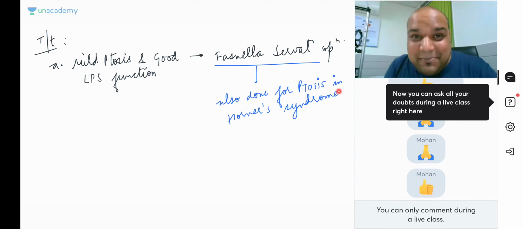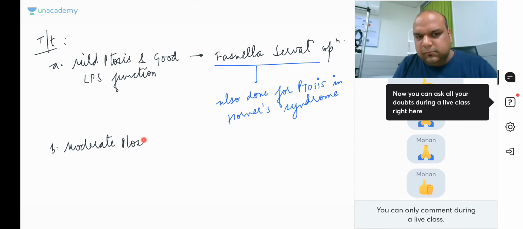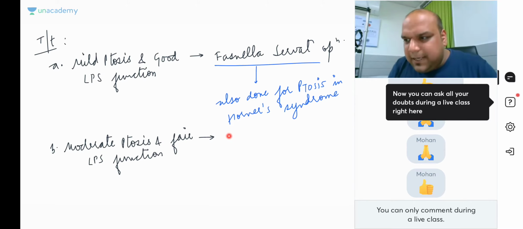Because in Horner syndrome, actually LPS is not affected. So the LPS function is always good. Which muscle was affected? Muller's muscle. Okay. Now, secondly, if you have moderate ptosis and fair levator function, or a medium kind of function, then you do LPS resection.